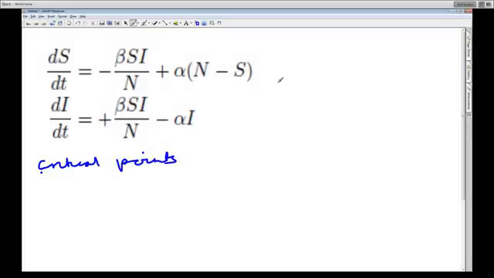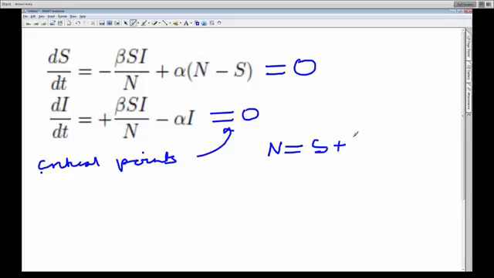Critical points are basically when both the derivatives are equal to 0. That's when a critical point is going to happen. Now, in this case, you'll notice that all the forms are almost the same. So if you set both equal to 0 and add the two equations up, the beta terms disappear, and you quickly get that N has to equal S plus I. That's the first thing to notice, just by adding the two equations together. Otherwise, they're pretty much the same.